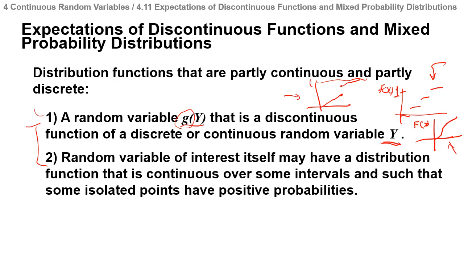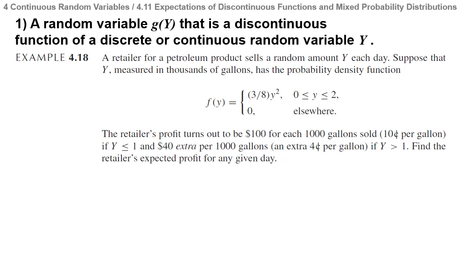And the second case is that the random variable of interest itself may have a distribution function that is continuous over some intervals, such that some isolated points have positive probabilities. So there are two cases for these mixed probability distributions. Let's check from the next slide. Example 4.18 is in the first category, a random variable g(y) that is a discontinuous function of a discrete or continuous random variable y. Let's look at the example.